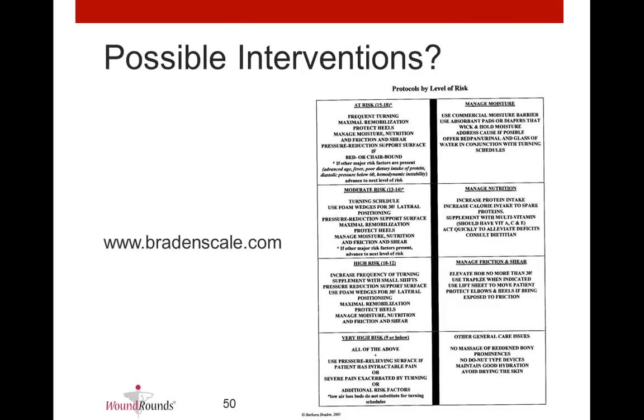So the question becomes, what exactly do we do about this? If you can see this, and again this is available on the Braden Scale website as well, high risk being a 12, you'll see some possible interventions there that you can choose from to put in place. Things like protecting the heels, managing moisture, nutrition, friction and shear, increasing the frequency of turning and repositioning, etc. So it's important that you make sure that you put the appropriate interventions in place.